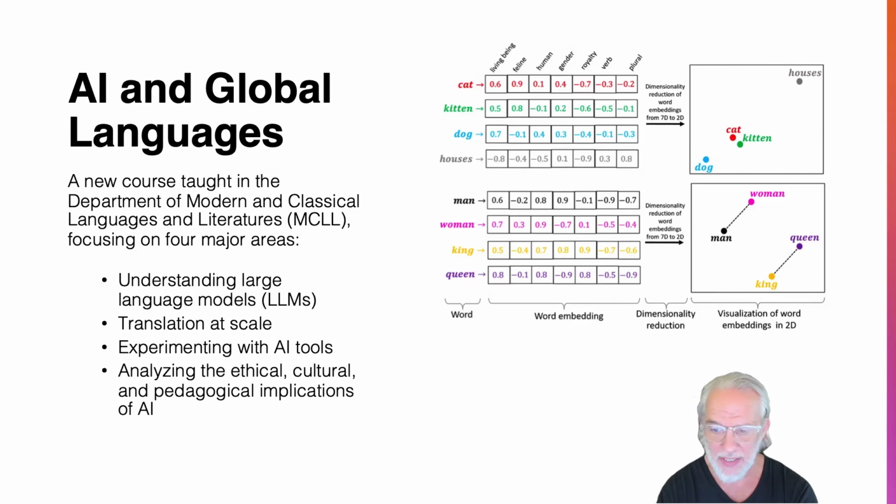Then we're going to talk about translation and translation at scale, some translation theory, where large language models run into problems and where they might be useful for us. We're going to experiment with AI tools. We may even do a bit of vibe coding. That's where you kind of give instructions to a large language model and it comes up with the code that you can run on your own. That's a lot of fun.